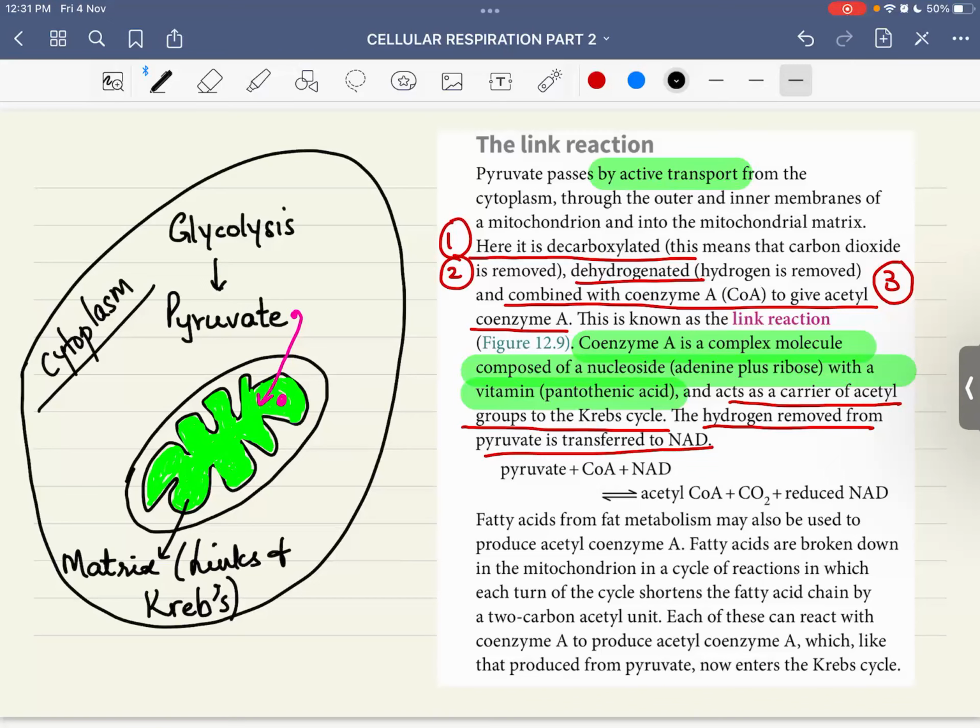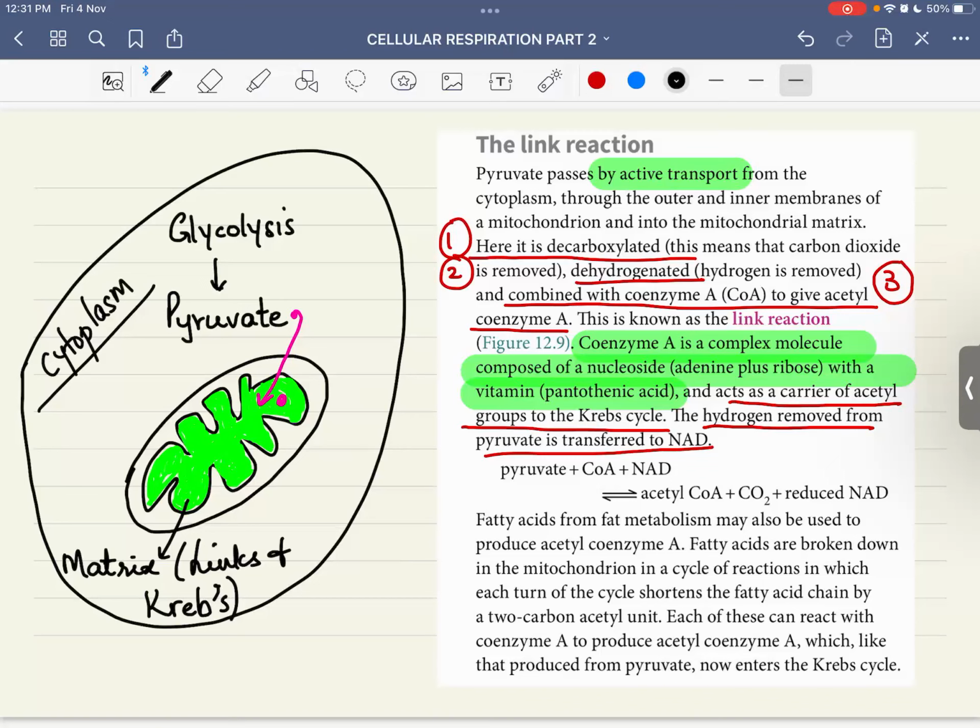And then after that, this compound, which is pyruvate, will be combined with coenzyme A to give another compound which is acetyl coenzyme A. This is known as the link reaction. They have summarized it this way.